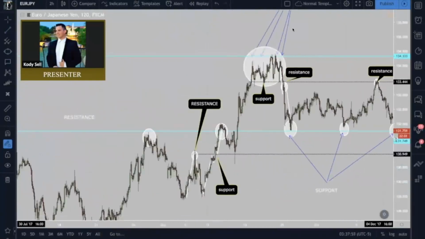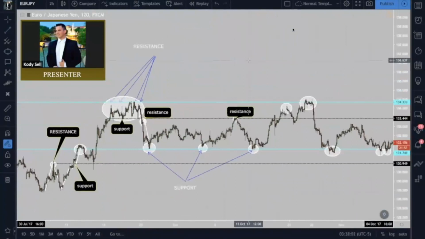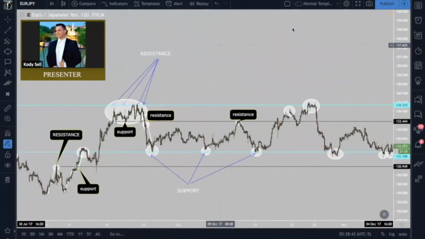Now, this video was designed to give you a conceptual understanding of support and resistance, how support becomes resistance, how resistance becomes support, how they are in fact one and the same. And the key takeaway from this video is understanding how price moves specifically between horizontal support and resistance.